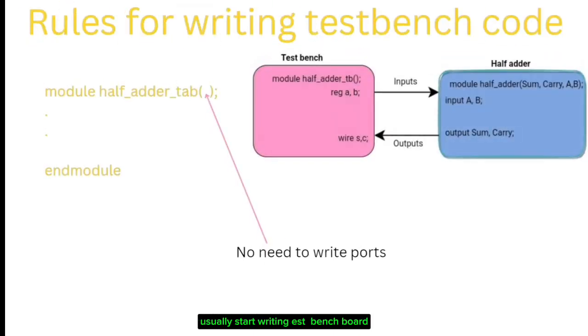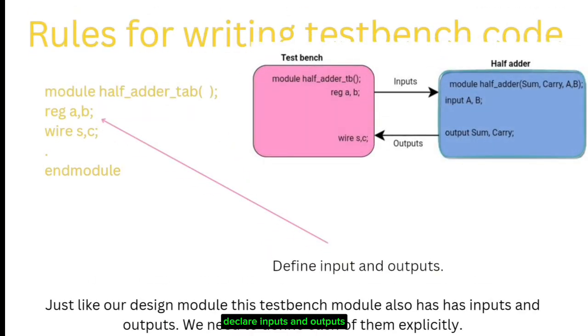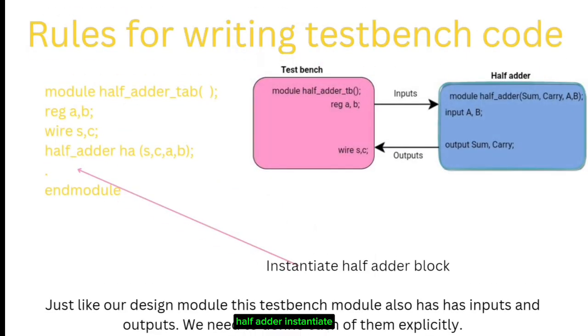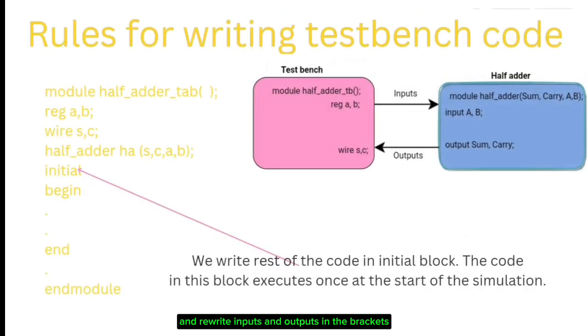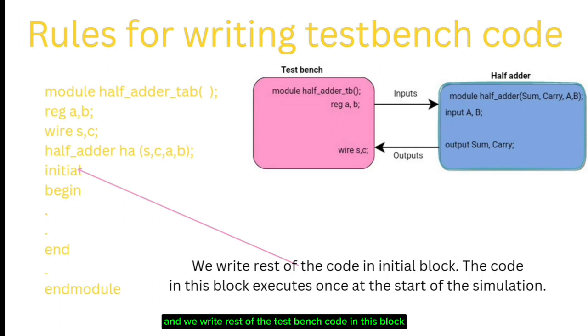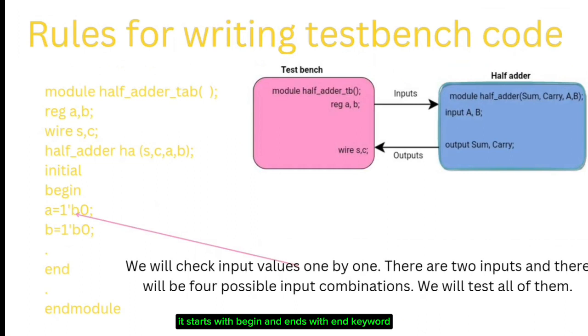Let's start writing the test bench code. It starts with module and ends with endmodule like before. Declare inputs and outputs. Reg is the input to the half-adder. Instantiate the half-adder, and we write inputs and outputs in the brackets. This is the initial block and we write the rest of the test bench code in this block. It starts with begin and ends with the end keyword.